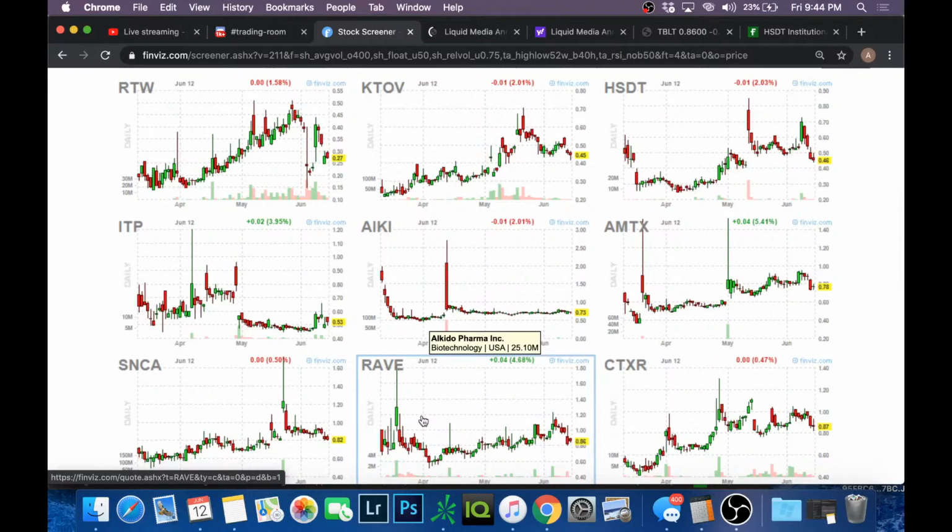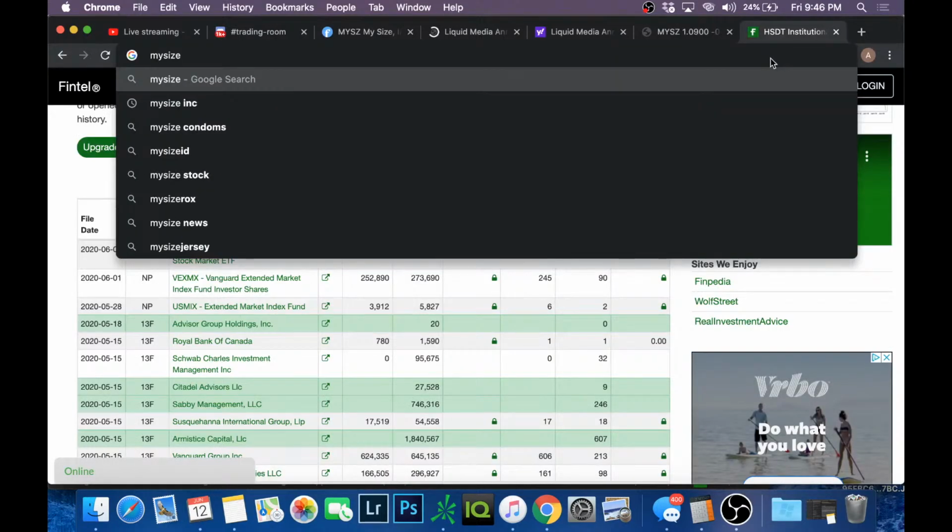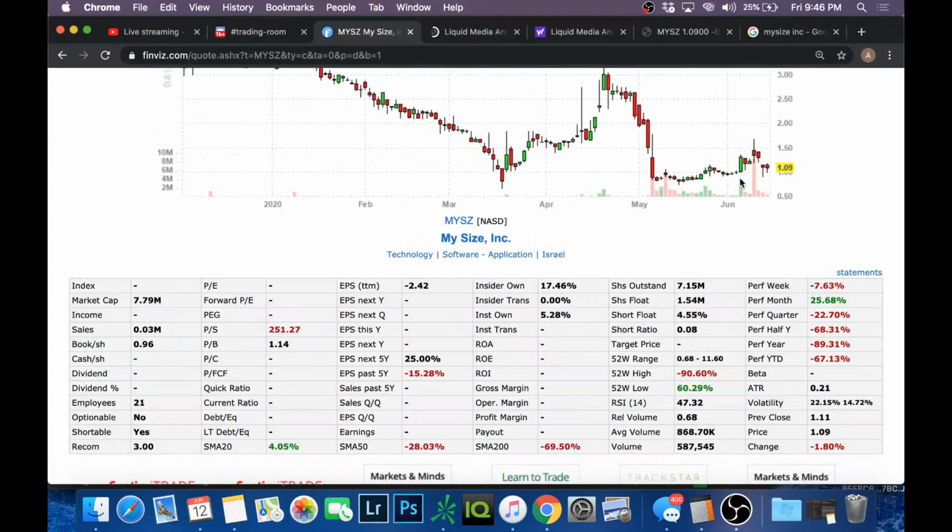Then I'm going to know what the company does. So it's an online tech company, and they make software that fits people to clothing. So that's great for retailers right now. I would draw my support here probably at like 95 cents. I feel like that's where this is. I don't really know, but it looks like it dropped earlier this week and it reversed quite nicely.